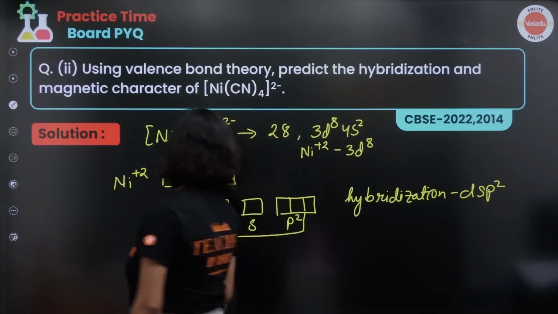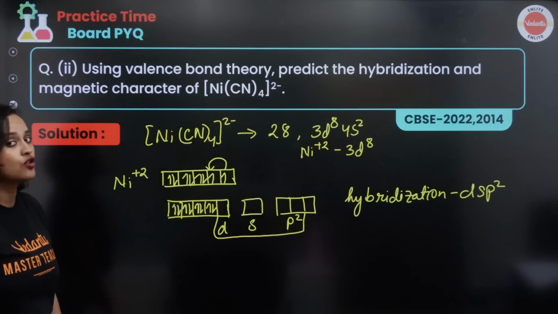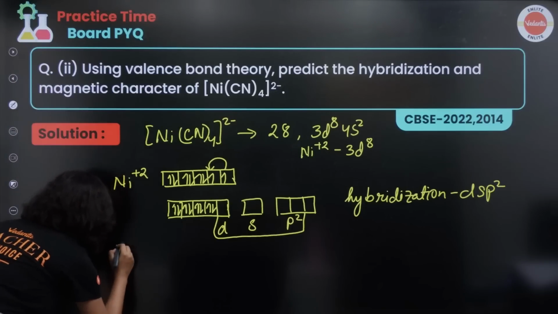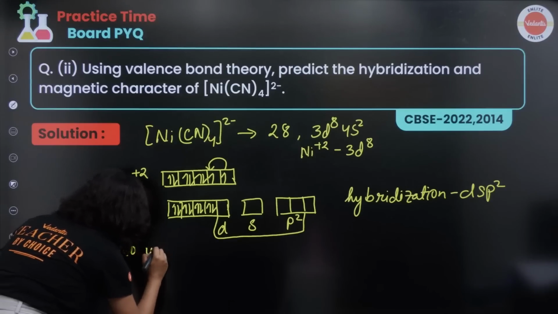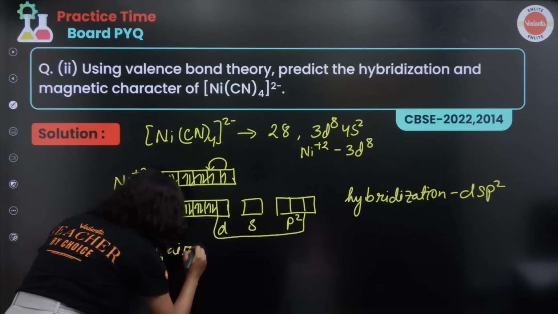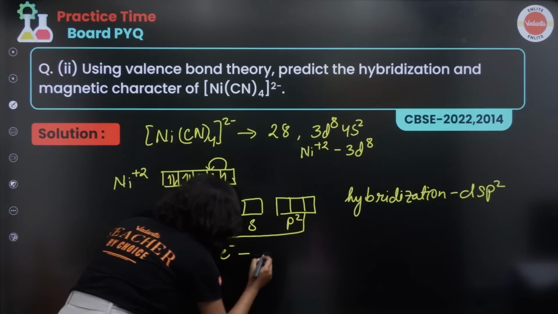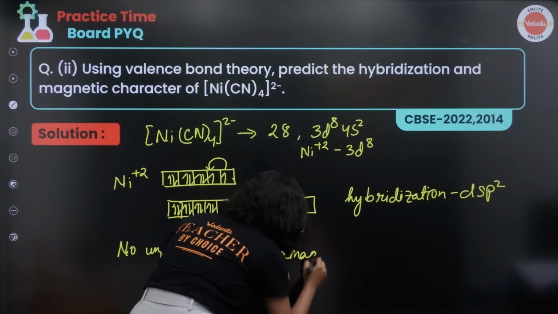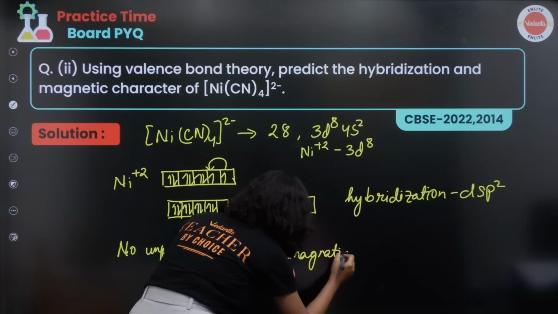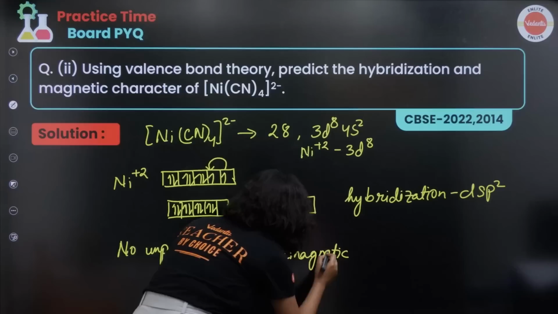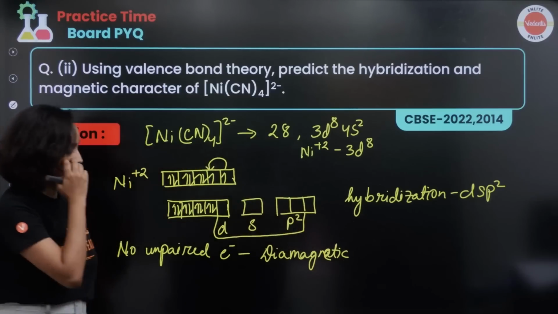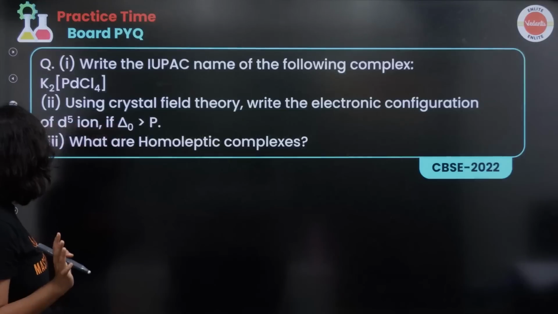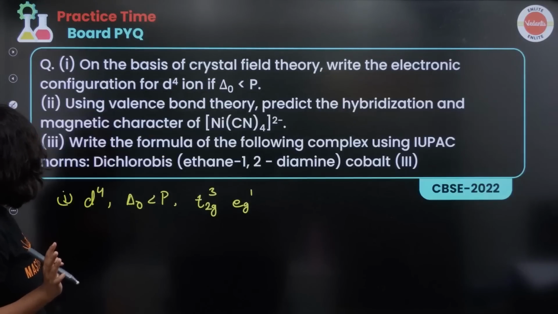Now, take a look at it. Do you have any unpaired electrons? No unpaired electrons. So that means diamagnetic, isn't it? We know this. Very easy. No unpaired electrons, so diamagnetic. Okay? Diamagnetic. Wrong spelling. Magnetic, M-A-G-N-E-T-I-C, okay? No unpaired electrons, so diamagnetic. Clear? Everybody clear? Do we have another question here?